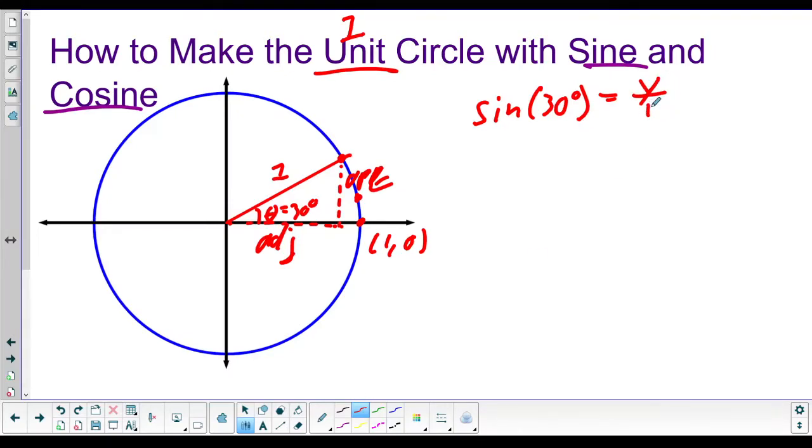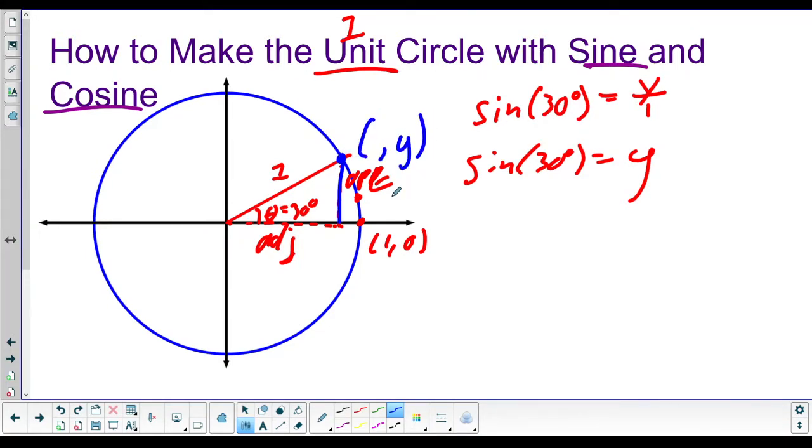Okay. So sine of 30 degrees equals y. Why would I make this y instead of x? If we look at our opposite side, this is how far up we are from the x-axis. So this is our y value, right? I want to know how far up this point is. So this is going to be y, and this is going to be x. Okay. So sine of 30, if you type this into a calculator, it'll spit out 1/2.